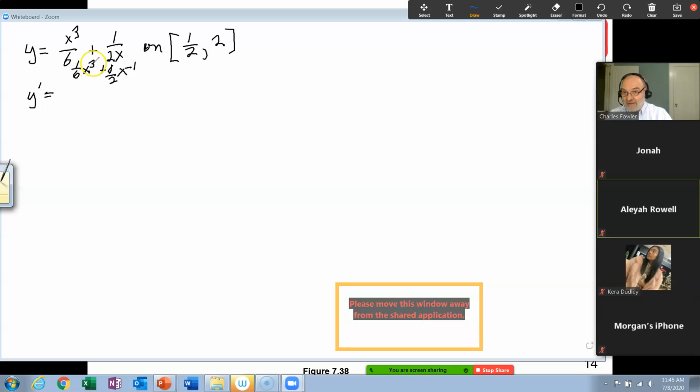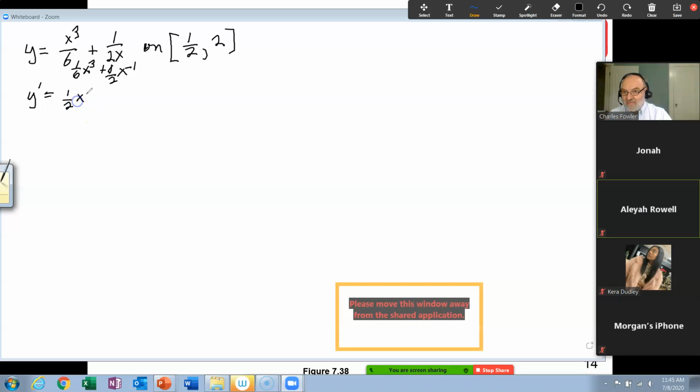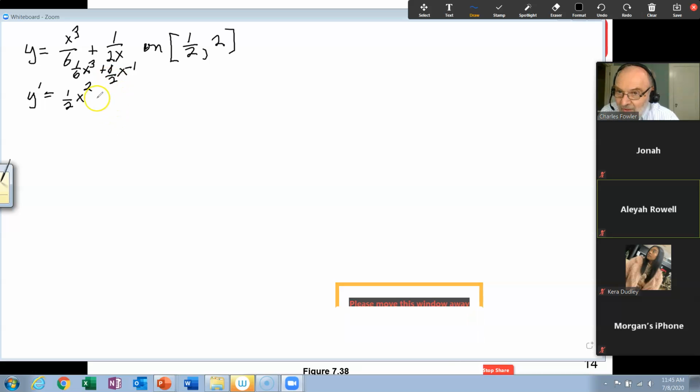Remember how to take a derivative. Exponent times coefficient. 3 times 1/6 would be 1/2 times the variable. Drop the exponent by 1. That gets you down to 2. Power rule. The second one is very similar, only it's different numbers here. The exponent is a -1. The coefficient is a positive 1/2.